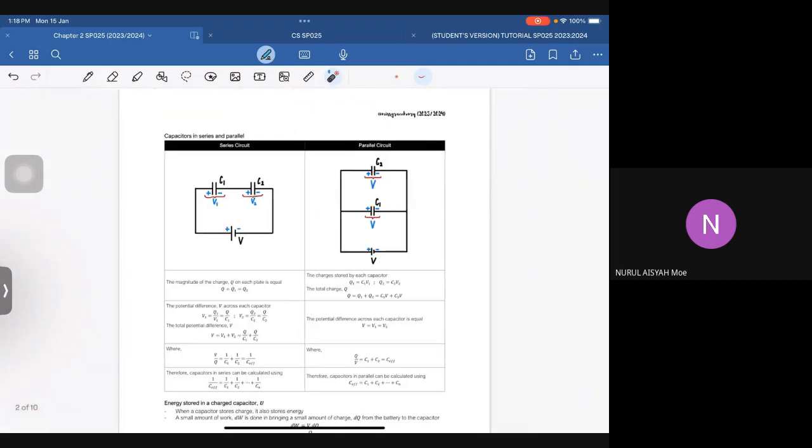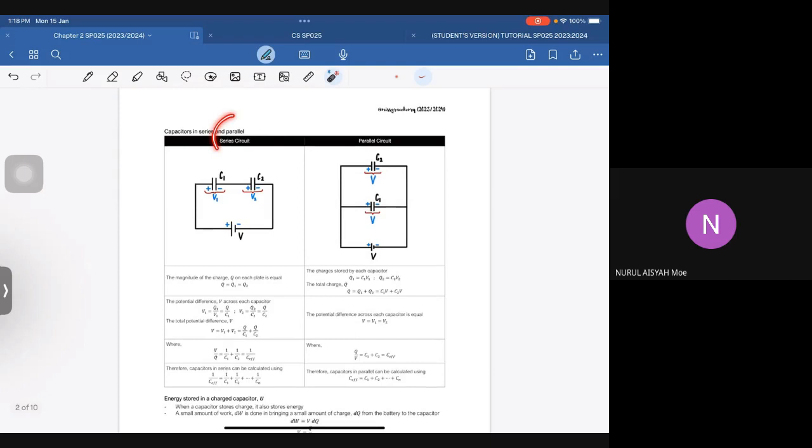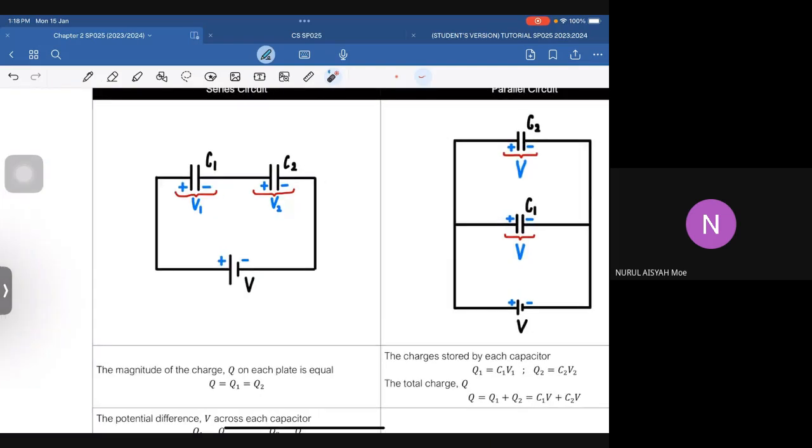And then next we have the type of circuit. As we all know, we have series circuit and parallel circuit. Usually a few students are confused about how to determine which one is a series circuit and which is a parallel circuit. Basically, for a series circuit, what you need to know is there is a single wire connecting two capacitors. Okay, so the leg of this capacitor and the leg of this capacitor are connected with one single wire.